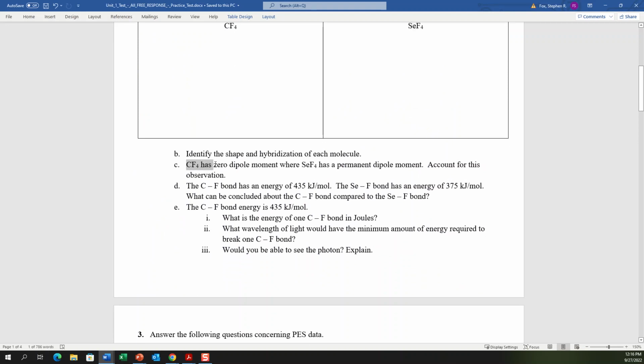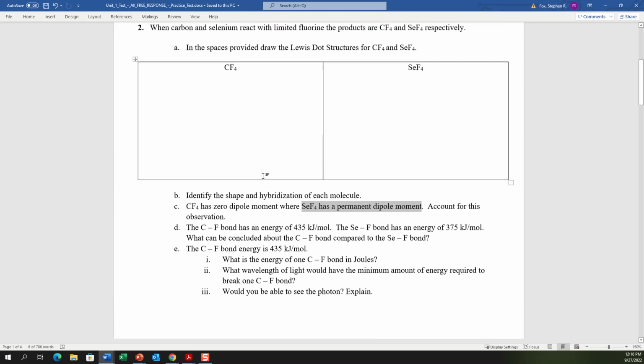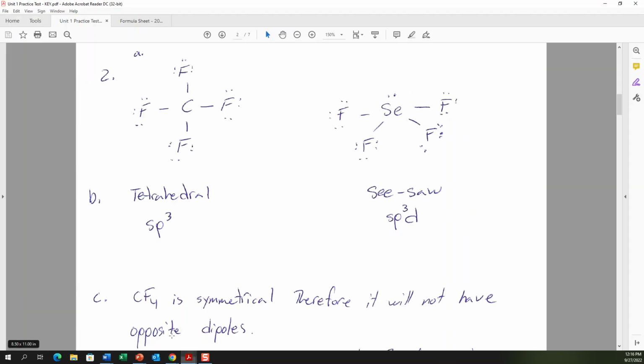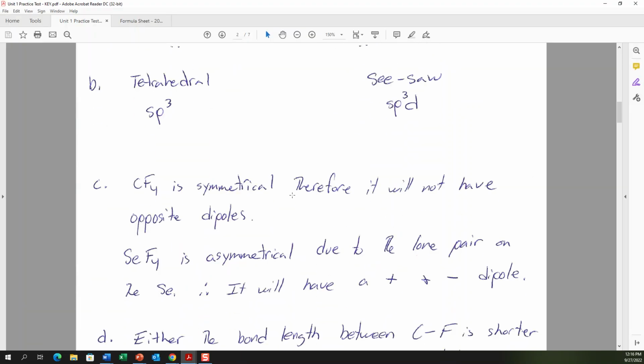It says CF4 has 0 dipole moment, so they're telling you CF4 is nonpolar, whereas SeF4 has a permanent dipole moment. That's telling you that SeF4 is polar. Account for this observation. Well, remember, it's about symmetry, so CF4 tetrahedral is a symmetrical shape as long as all the ligands are the same. But selenium tetrafluoride has a lone pair on the central atom, and that's going to make it asymmetrical. So something along those lines. Let's see what we said in the key. CF4 is symmetrical, therefore it will not have opposite dipoles, or it won't be polar.